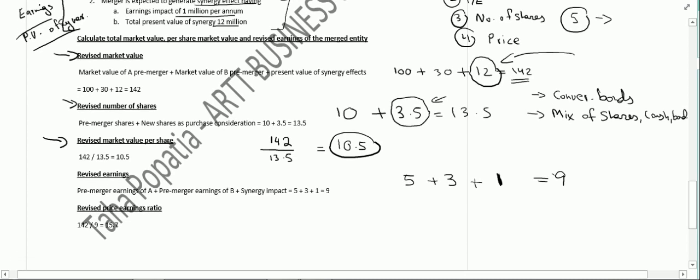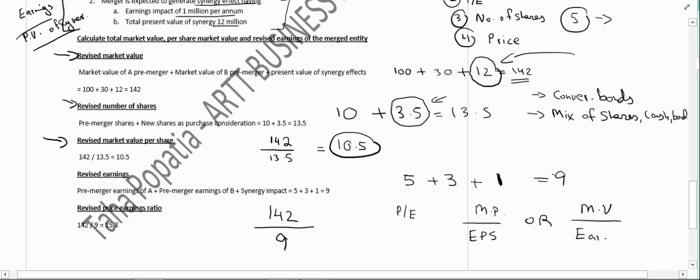After that, revised price to earnings ratio. Revised price to earnings ratio can be calculated in two ways. PE ratio is either market price per share divided by earnings per share, or market value of the entire company divided by earnings of the entire company. So the market value of entire company is 142 and the earnings of entire company are 9. Therefore the revised PE ratio is 15.7.